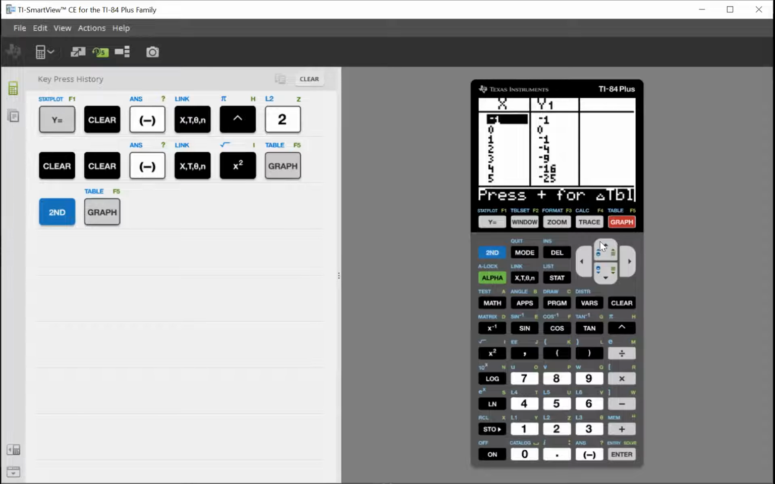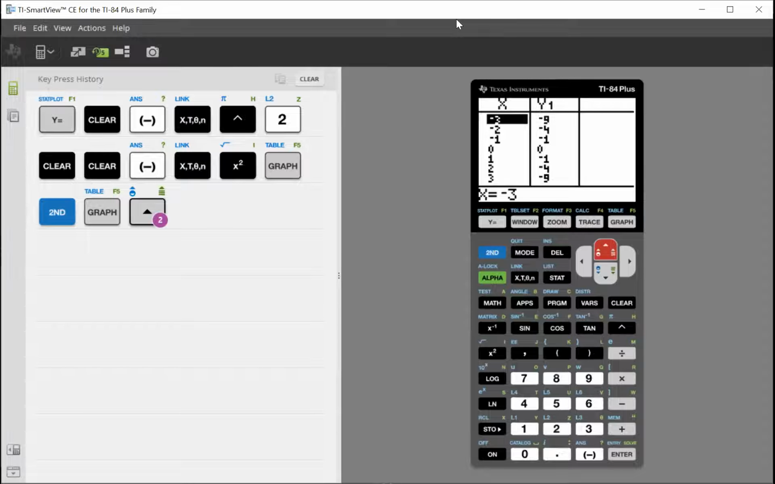let me cursor that up just a little bit. So you see, here's our 0, 0. Negative 1, negative 1 was the same point as 1, negative 1. Negative 2 gave me negative 4, positive 2 gave me negative 4. So you can see they've got what we call symmetry to them, okay?